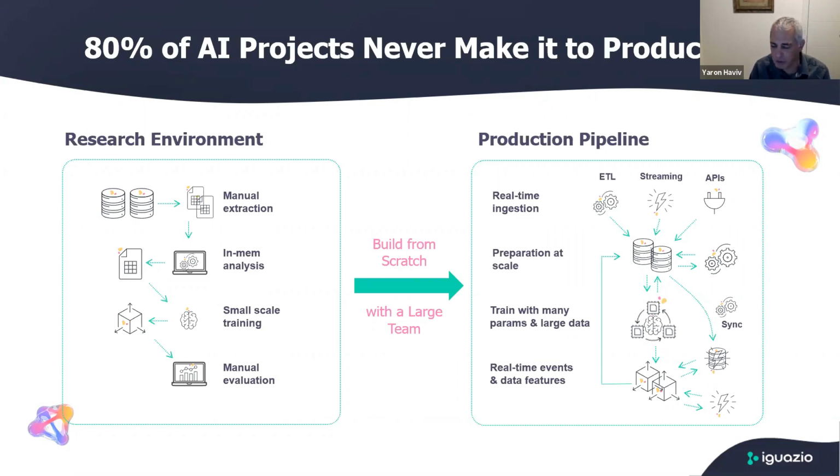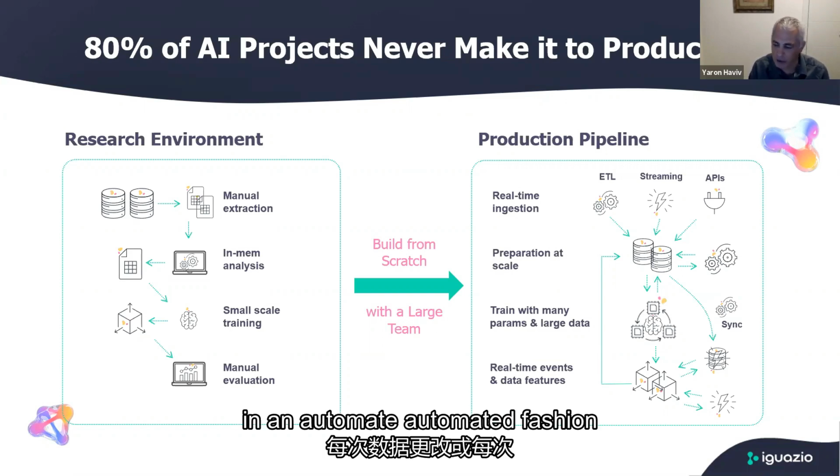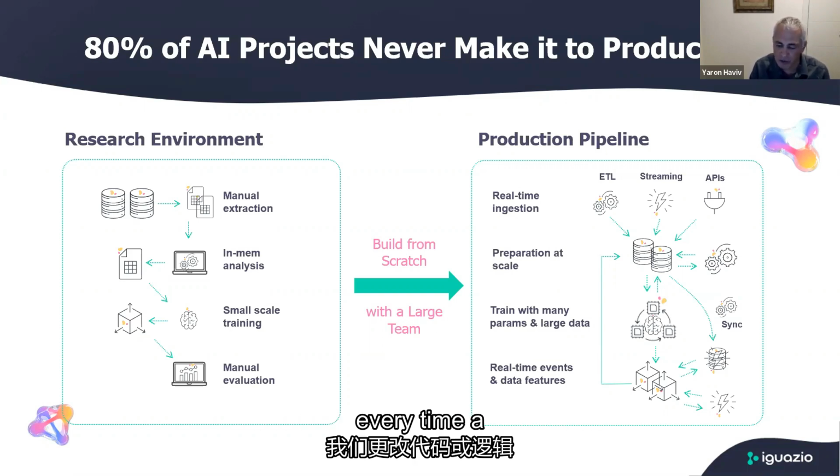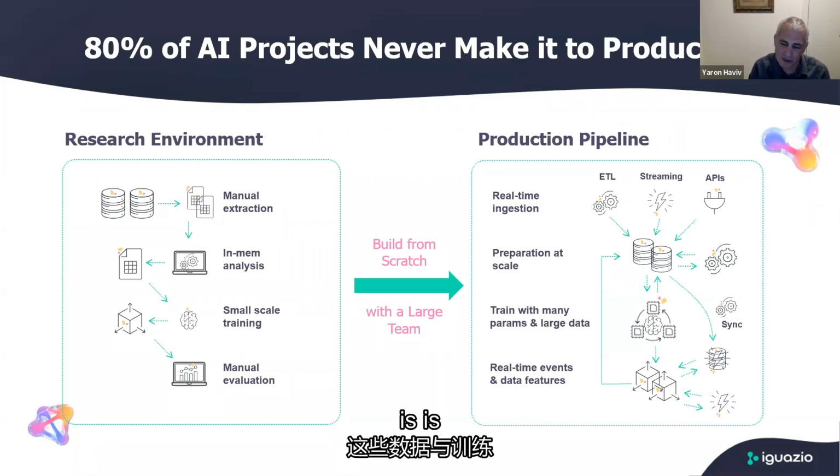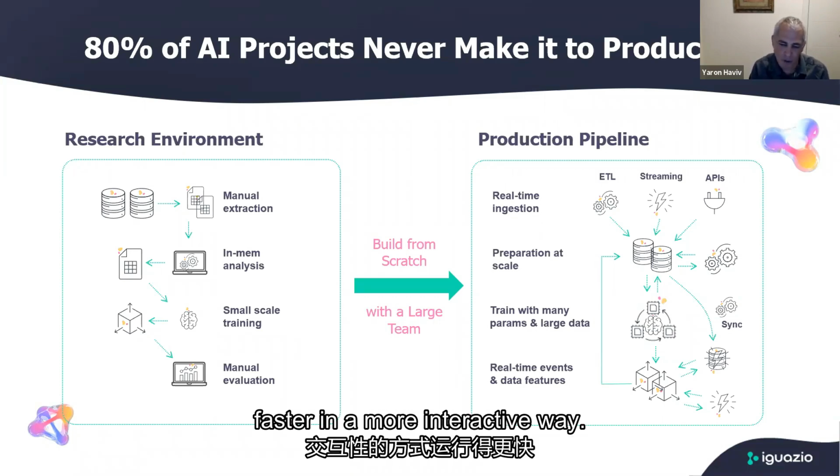Later on, we need to run training, and this training may run in a CI manner, in an automated fashion, every time the data changes or every time we change code, logic, or models. And finally, we need to serve the models as well as monitor them. And serving a model also requires real-time data that is exactly the same as the training data, just running faster in a more interactive way.